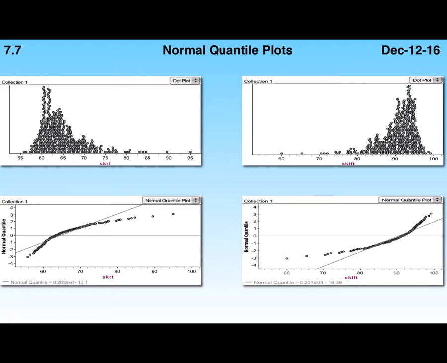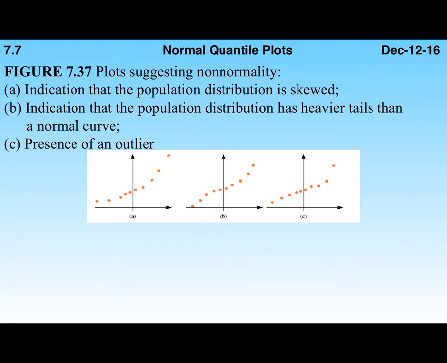That's pretty much the whole section. You good? Okay. Here are some other ones that are mentioned in the book. Skewed is going to look like A, B has heavy tails, and C has an outlier. C, that should make sense. It's all straight except for one point out there. So that means that we have an outlier.